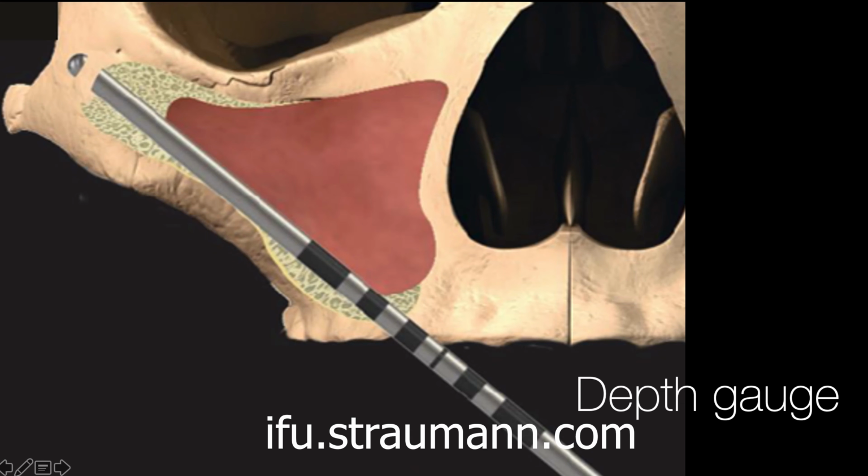At this point, the depth gauge is placed, and we can measure the length of the implant that is needed. The apex protrudes through the lateral cortex of the zygoma and is retracted until it engages the rim of the opening, and then the number is read at the crestal portion of the depth gauge.